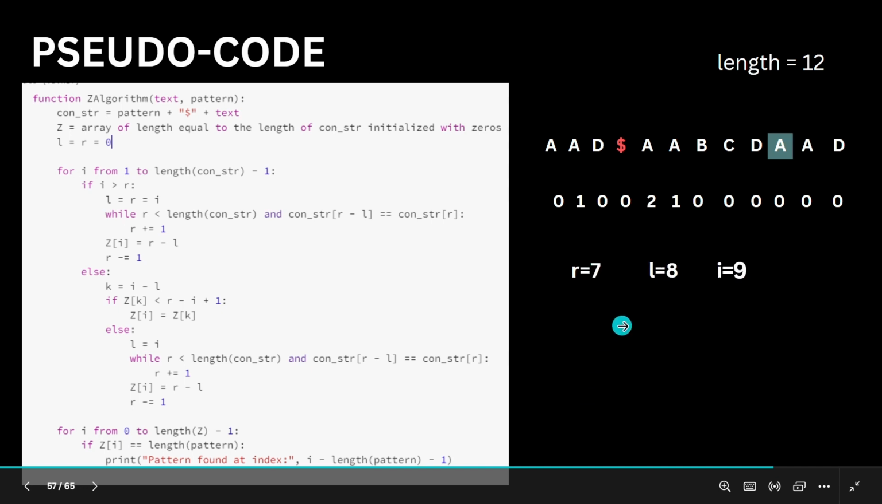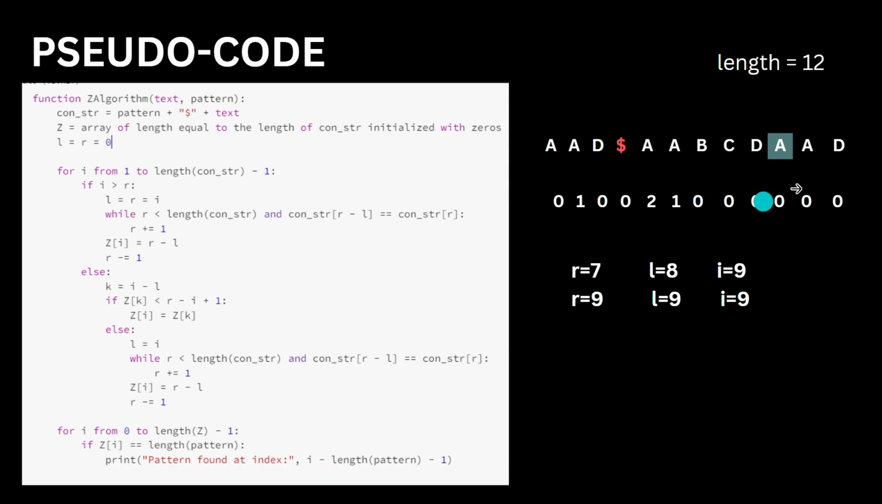Now I is increased, I value is 9, R value is 7, and L value is 8. Again I is greater than R, so we'll come inside the loop. L is equal to R is equal to I, so R is equal to 9, L is equal to 9, and I is equal to 9. We'll get inside the while loop. We'll check that index and the first index, they both are equal, so R has been increased by 1. Now the value of R is 10.